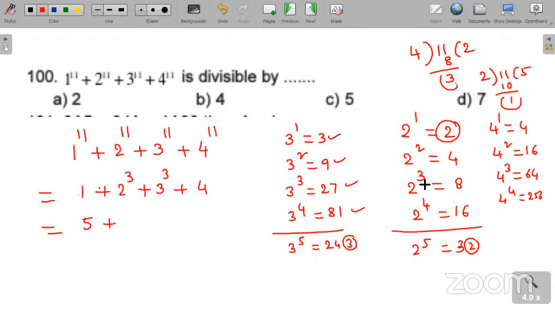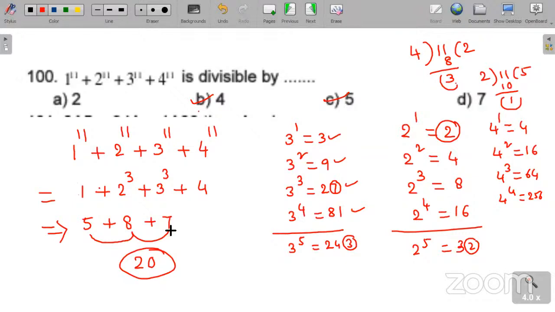2 cube ends with 8, the unit digit. 3 cube ends with 7, since 27. So total 8 plus 7 is 15, 15 plus 5 is 20. Sum of the units is 20. 20 means it is divisible by 4 or 5.